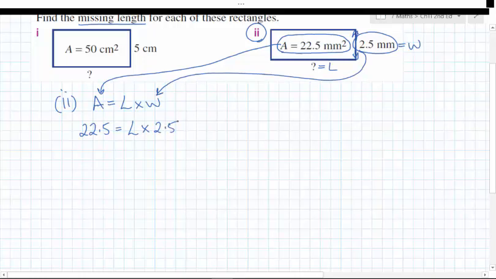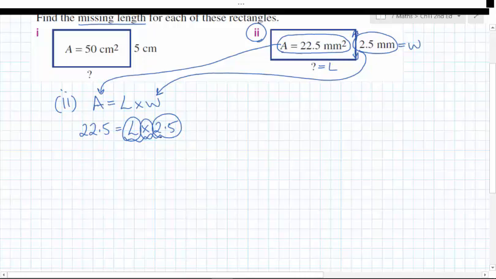Now, I need to just think about some simple algebraic skills here. I want to know, what must I multiply 2.5 by to get 22.5? Let's just have a look at how I might go about doing this. I want to find the length. I've multiplied that by 2.5, and so that's the last thing I did on this side.